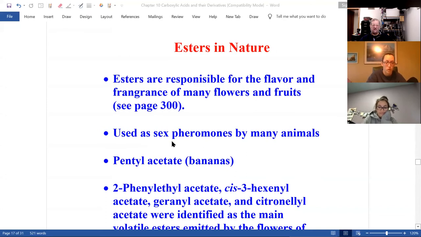Now, one other interesting place esters are found is in sex pheromones. What's a sex pheromone? That's a chemical an animal, the female, emits when she's in heat. And that attracts males to her, so they reproduce. And sex pheromones are esters. So if a cat or dog goes into heat and gets attention from all the males in the neighborhood, that's because of a sex pheromone, and it's an ester.